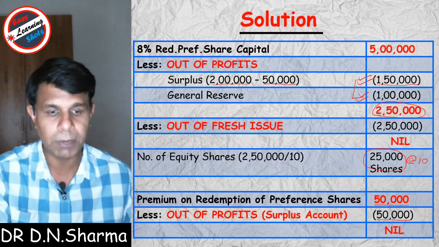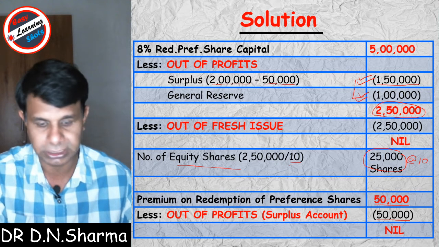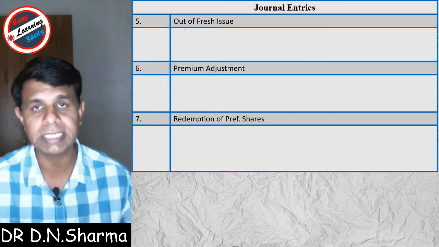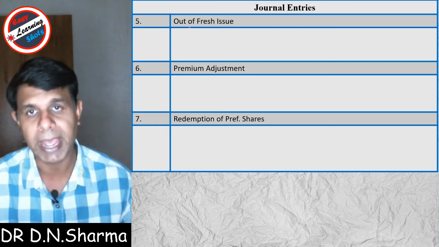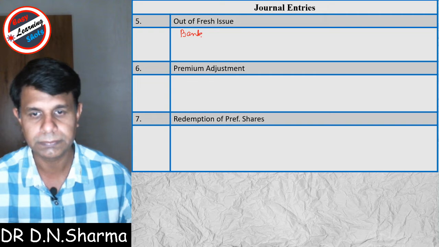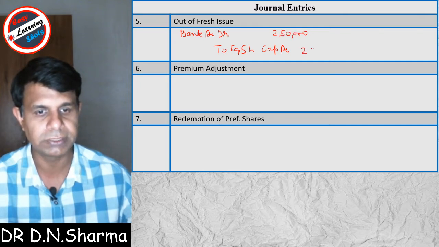Now the balancing amount is adjusted through issue of equity shares at the rate of 10 each. Now we do the general entry of issue of equity shares, and when the equity shares are issued, the bank balance of the company is increased. So our entry is bank account debit to equity share capital account with the amount of 2,50,000, because we issue 25,000 equity shares at the rate of 10 each.